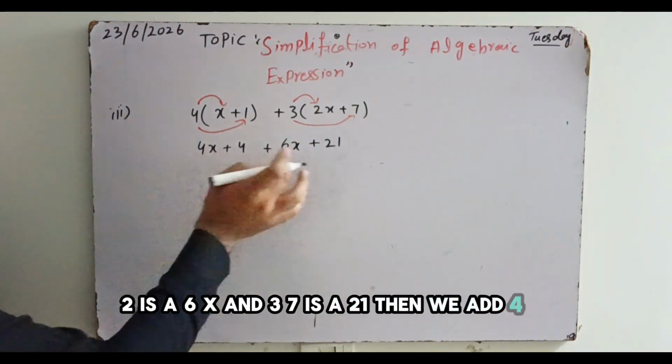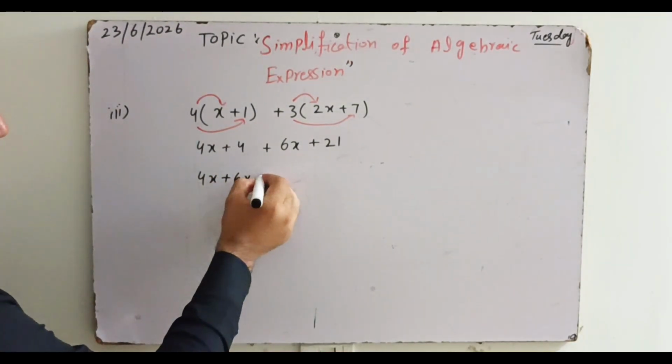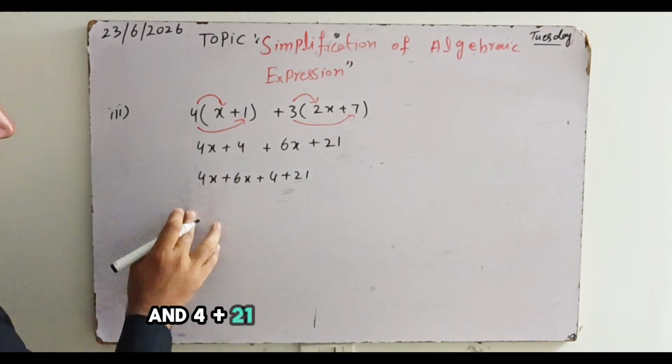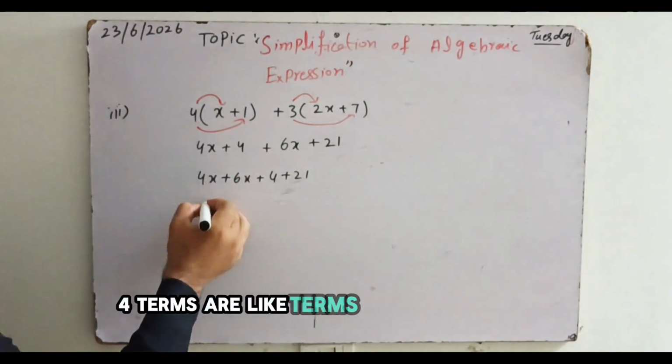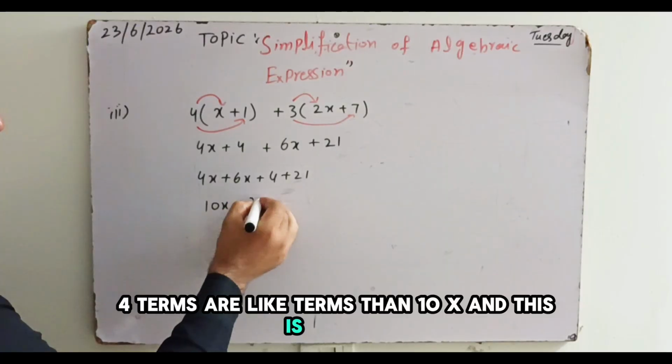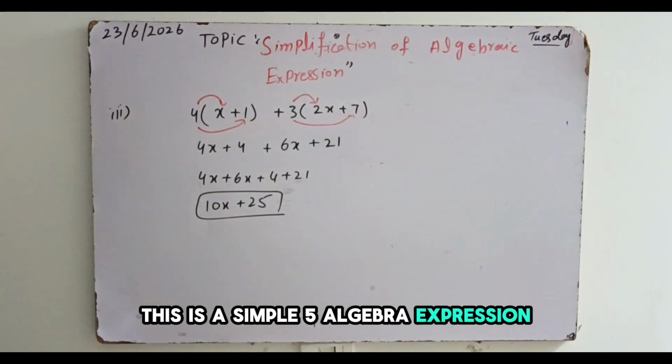Then we add 4x and 6x, and 4 plus 21. Both are like terms, so 4 plus 6, 10x, and this is 25. Okay, this is a simplified algebraic expression.